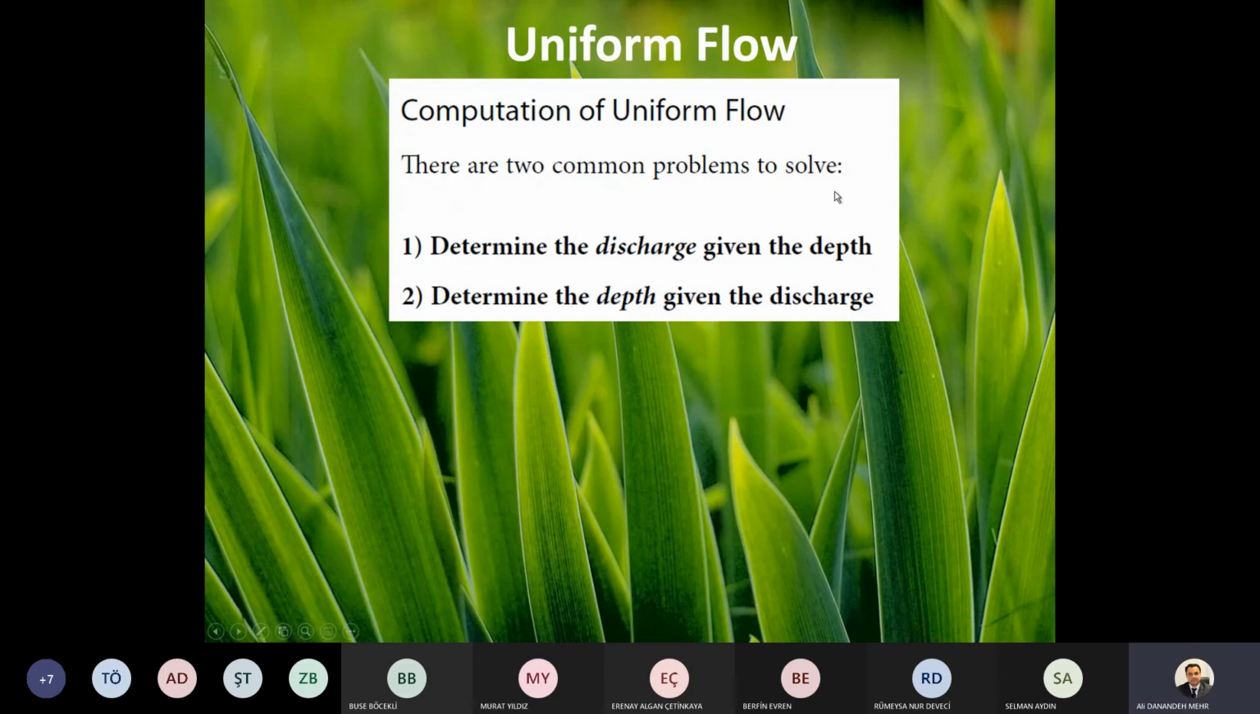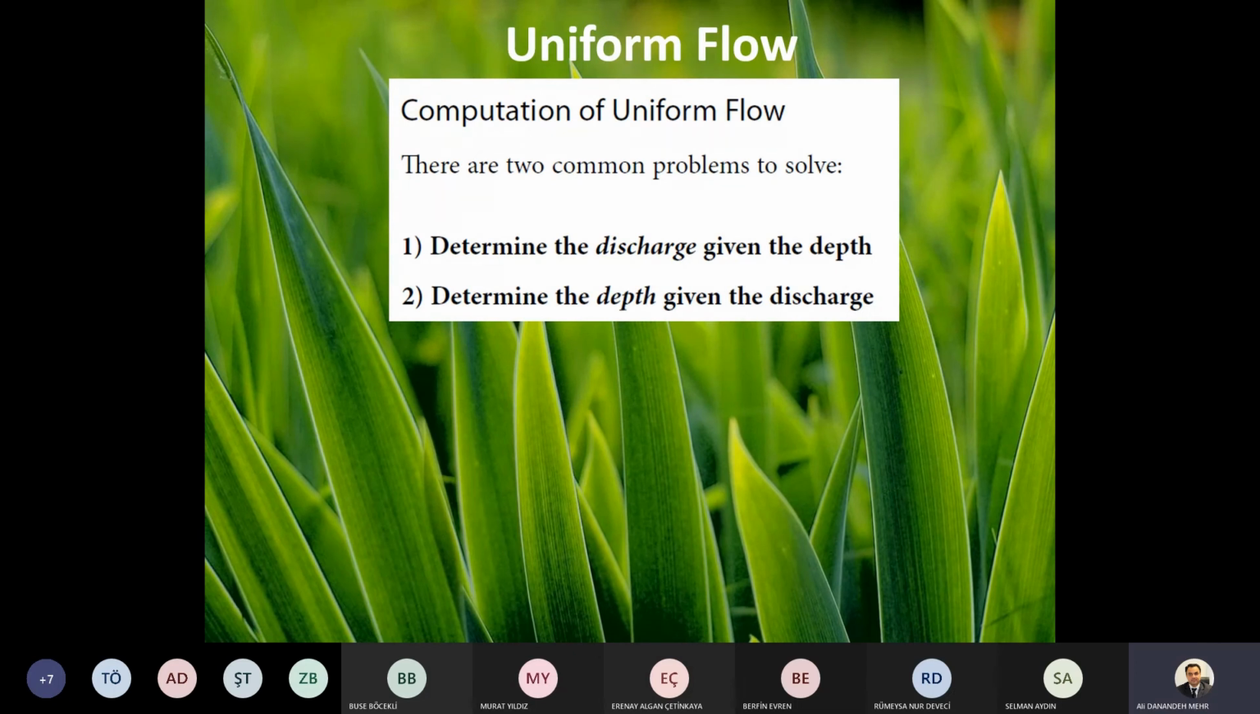So, calculation of uniform flow. So far, we talked about two formulas, Chezy formula and Manning formula. And we saw that Manning is based on Chezy, and Chezy is based on force balance. So there are two types of problems in hydraulics dealing with uniform flow.